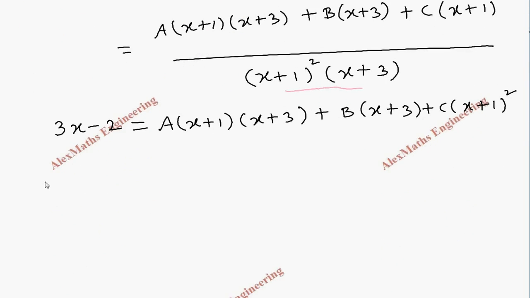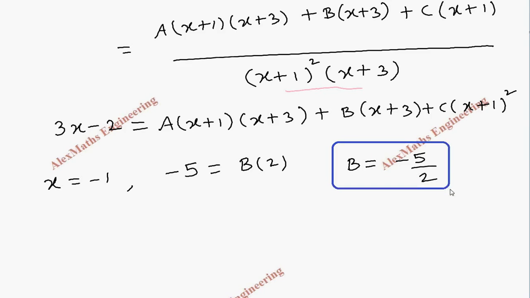Now we have to take the value of x as minus 1. So this will become minus 3 minus 2, so we get minus 5 equal to, this term will become 0. Even the last term becomes 0 because we have x plus 1 as a factor. When I put minus 1 here, we get b into 2. So from this, the value of b is minus 5 by 2.